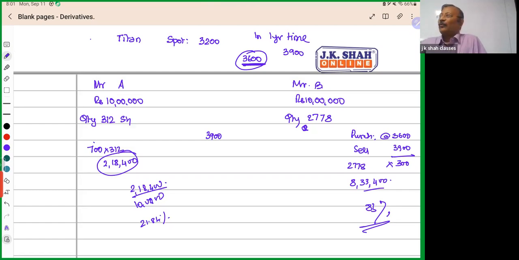I mean, what was the view of both? Mr. A and B, did they have different views about the stock price? No, both of them thought it will go to 3,900. Then why not do this? That is the attraction of futures.